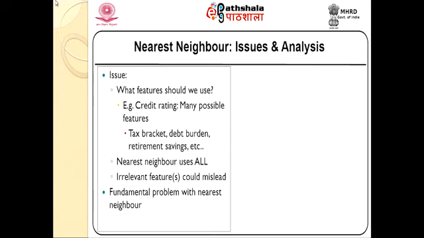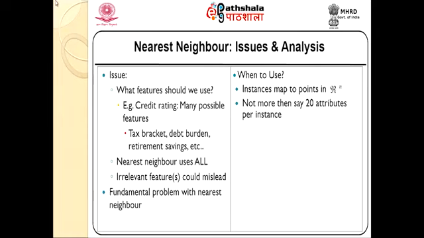So, when do we use nearest neighbor? That is the next question. All the training instances that we have should map to points in a space called R^n. And there should not be more than 20 attributes per instance. If you have more than 20 attributes associated with each instance, you cannot use nearest neighbor because it becomes too computationally expensive. If you have lots of training data, it is good because it will give an average value.